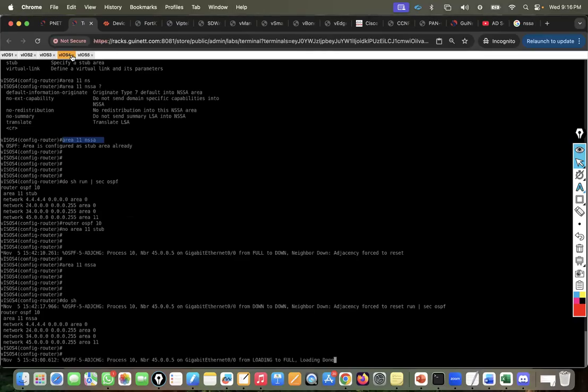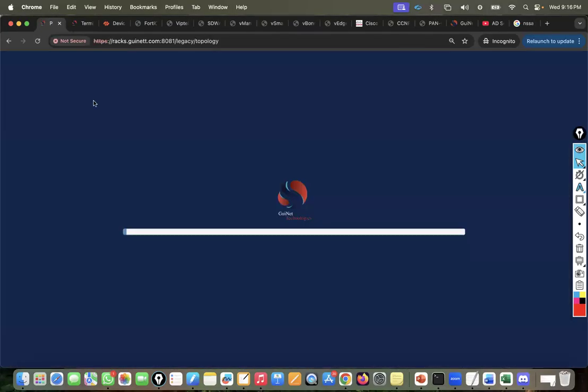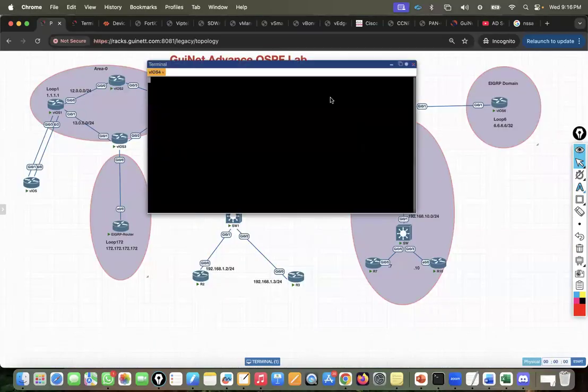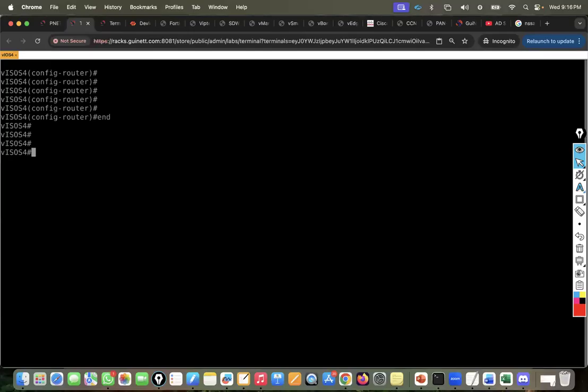Why does this R4 have that small window? Let me try one more time. R4 should have the bigger window now. Okay. So now we are good here.